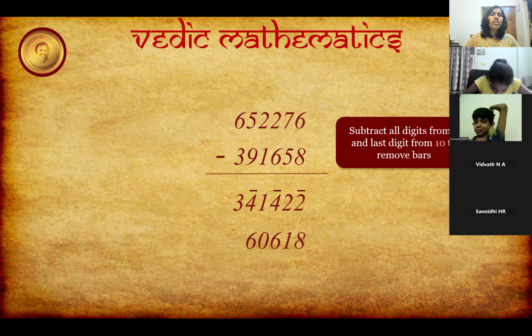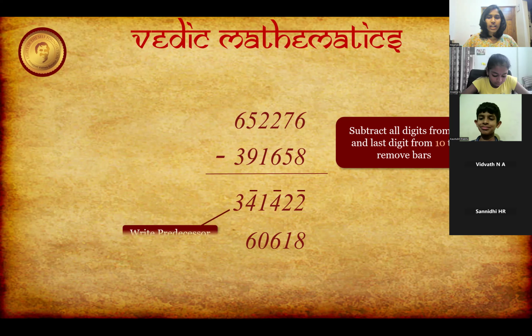And finally, here there's no bar. So any guesses? What would you do here? There is no bar. What will you do? Yes, Rujan. The predecessor of that number. Excellent. I think I also heard Vidwat say it, and you're right. You write the predecessor. So it's 260618.